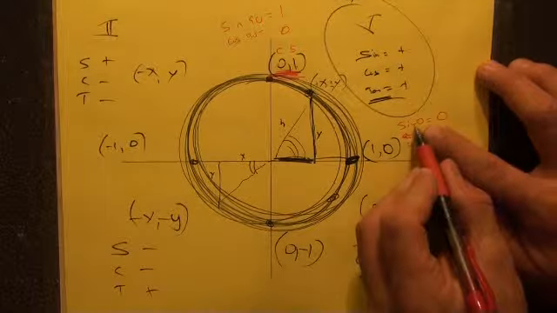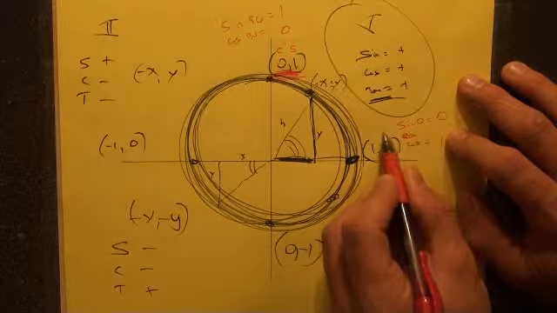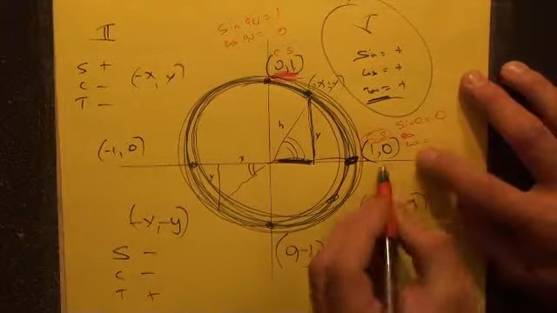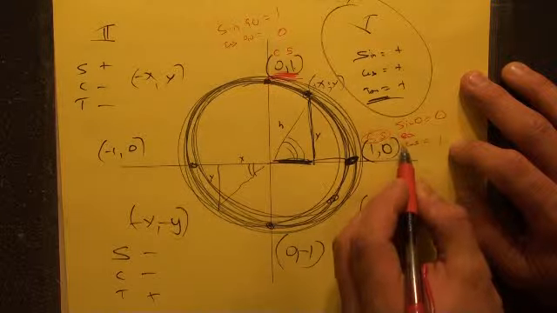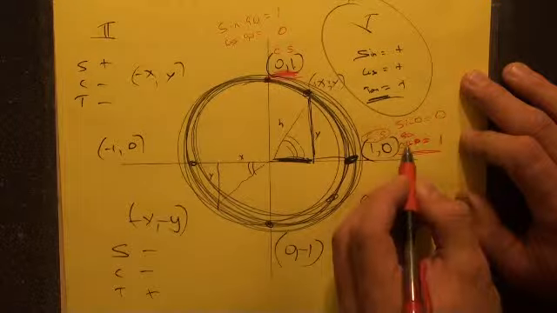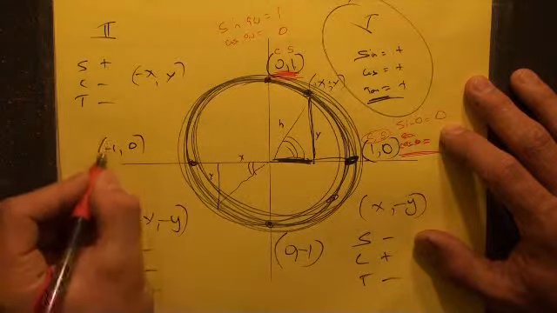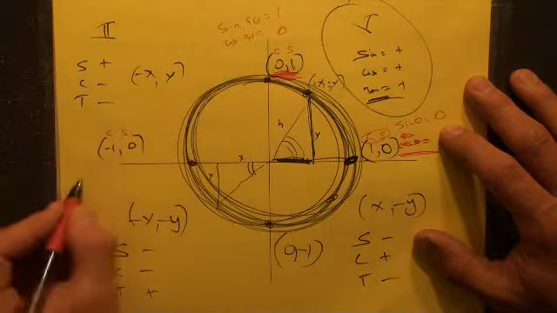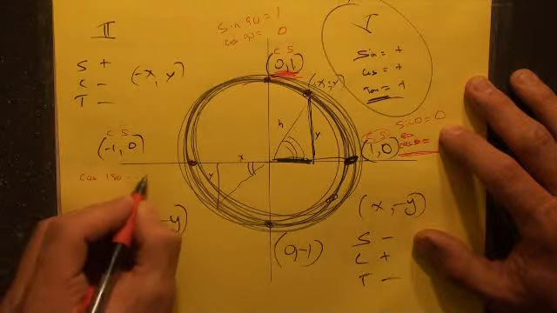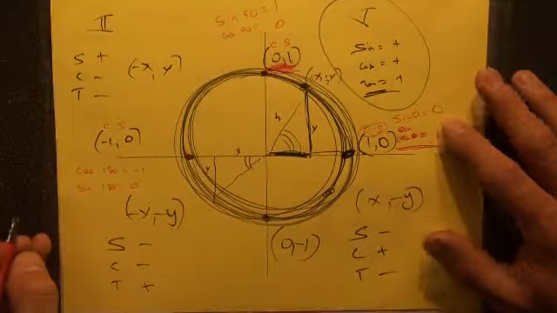Now over here, sine of 0 is 0. It goes cosine, comma, sine, alphabetical order. So sine of 0 is 0, and cosine of 0 is 1. Okay. Then over here, this is the point negative 1, 0, cosine, comma, sine. So therefore, cosine of 180 is negative 1, and then sine of 180 is 0.